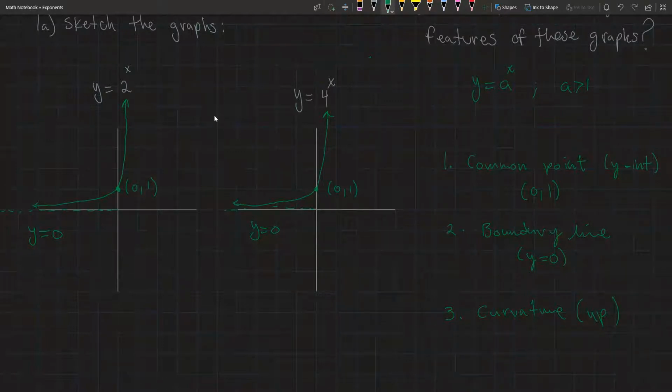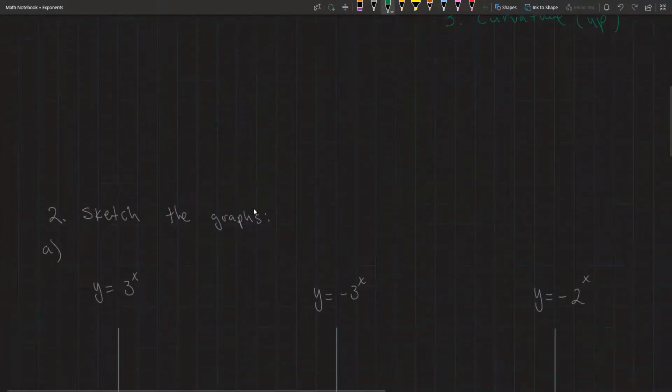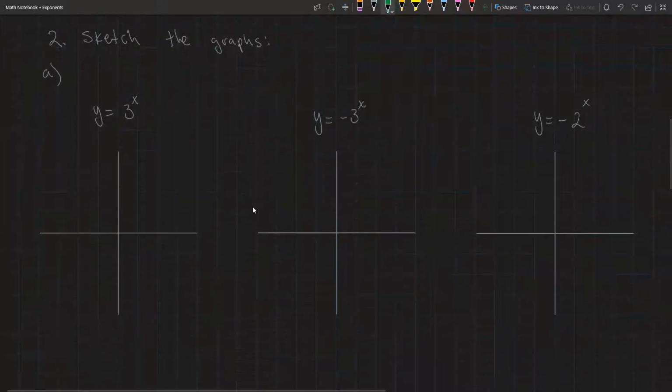Understanding these 3 key features of the graph will allow us to transform future exponential graphs in a more efficient way. So let's apply those ideas hopefully in this video. So look, we have sketched the graphs of 3 to the x, and then its negative version, negative 3 to the x. Notice in this case it is like this. If you need to see the parentheses, this one implies negative 3 to the x. I'm going to remove those, but that's what it is. And same here, negative 2 to the x.